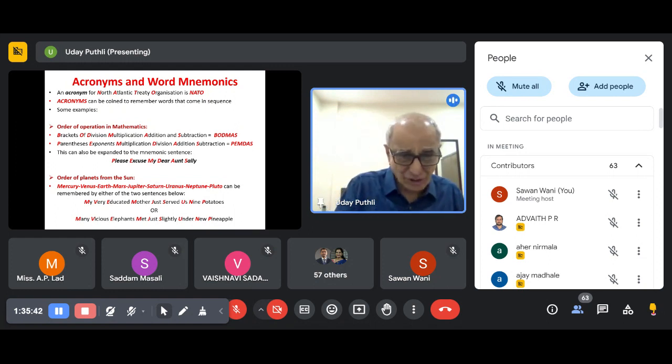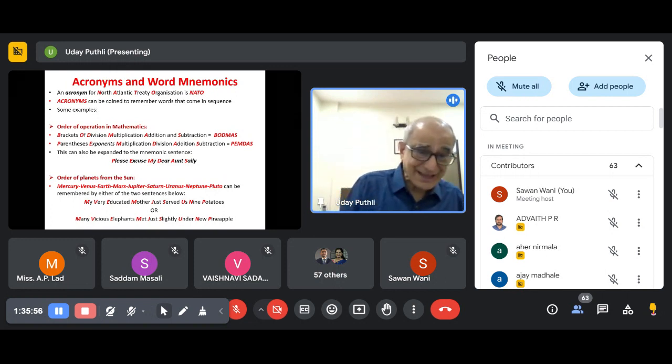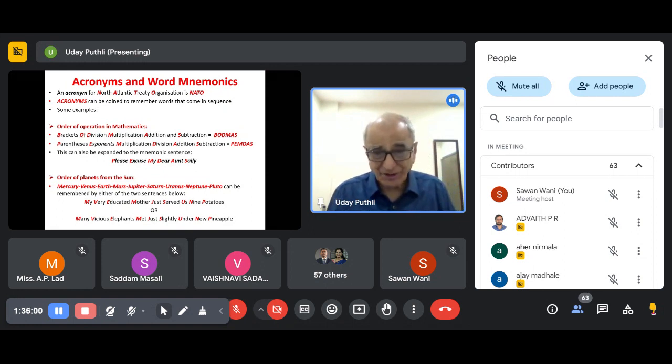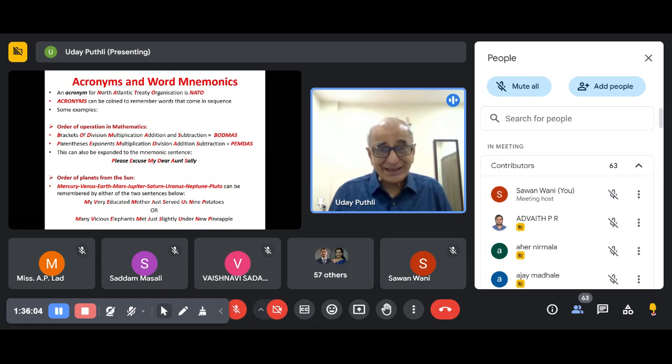It does not matter actually if you do multiplication first and division after that, and subtraction first and addition after that, but otherwise the sequence has to be followed. Well, we call it BOMDAS. In America, they call it PEMDAS. Parenthesis, exponents, multiplication, division, addition, subtraction. Now, this is called an acronym.